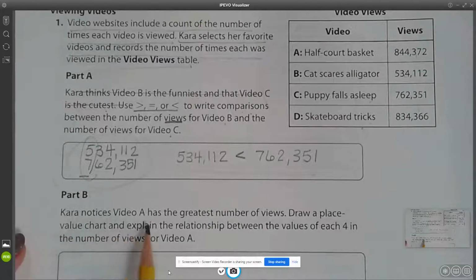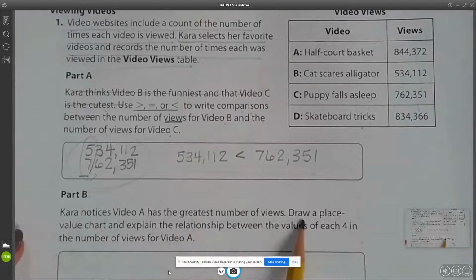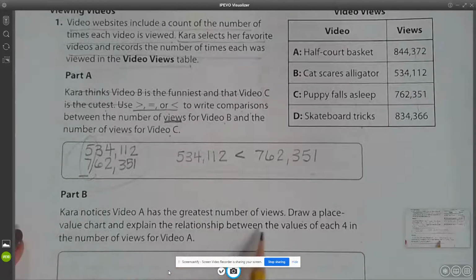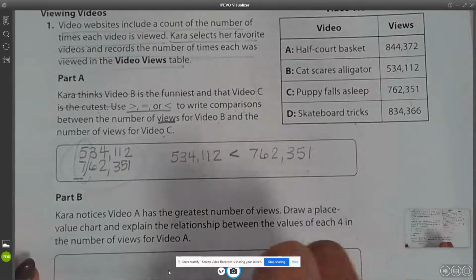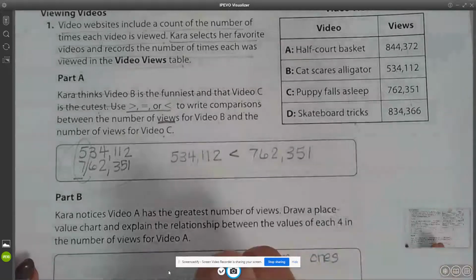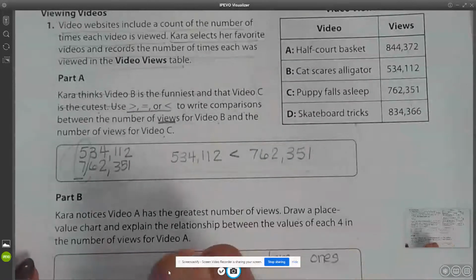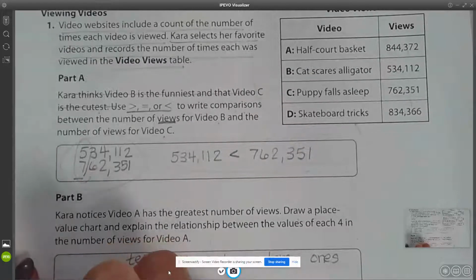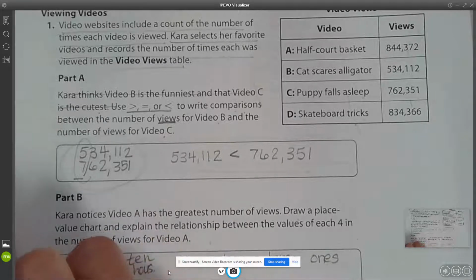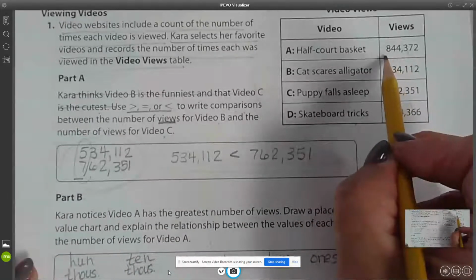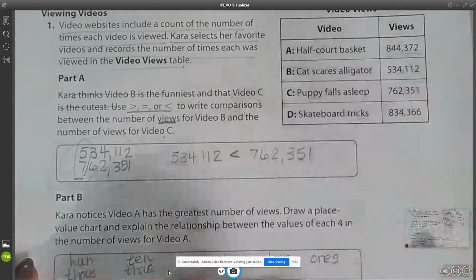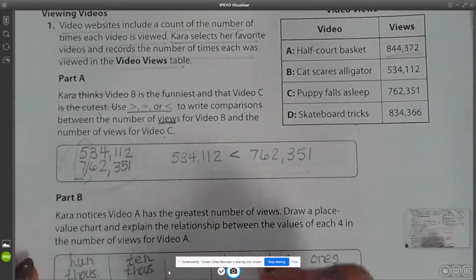So in part B, Kara notices video A has the greatest number of views. Draw a place value chart and explain the relationship between the values of each 4 and the number of views for video A. So to draw a place value chart, I'm going to have my ones, my tens, my hundreds, my thousands, my 10,000s, and my 100,000s. And I'm going to stop there because when I looked at video A's views, it only went to the 100,000s. So then I can draw my chart.